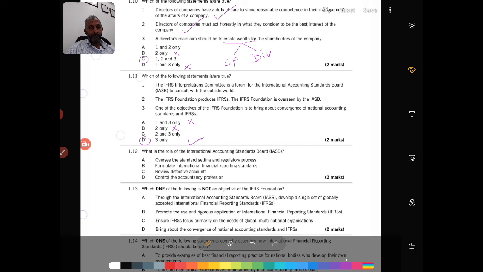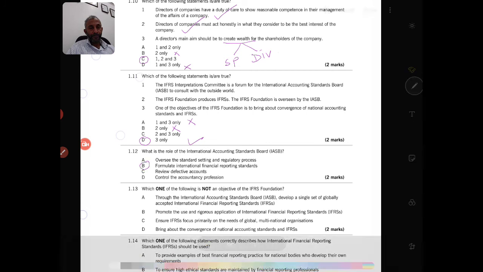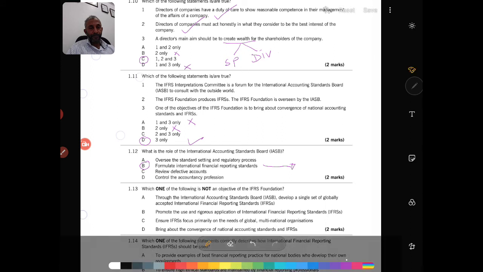What is the role of the International Accounting Standards Board? Obviously, to formulate international financial reporting standards. So you could straight away take the answer, that is B. The IASB's main job is to develop IFRS.